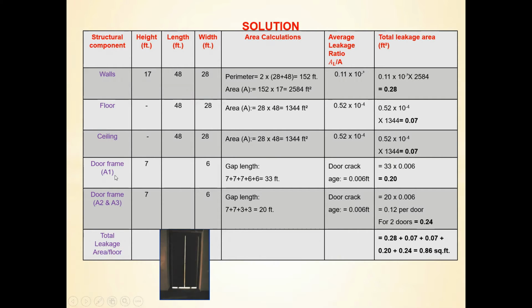Then we have two doors, 7 feet by 6 feet. Gap length is 20 feet, which are the single leaf doors, and the door crack size is 0.006 feet. So the leakage area for two doors becomes 0.24 square feet, whereas for the double leaf door, we have a central height also, which gets added. So it is a 33 feet gap length, and the total leakage area is 0.2 square feet. So total leakage area per floor becomes the summation of all these areas, that is 0.86 square feet.